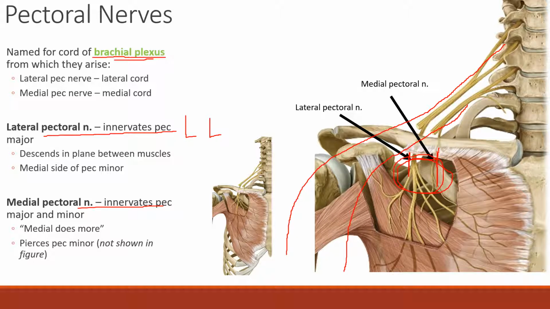Medial does this by piercing through the pectoralis minor. So as you're dissecting pec minor, you should see a nerve passing straight through both of its surfaces, and that's another way we can identify the medial pectoral nerve.